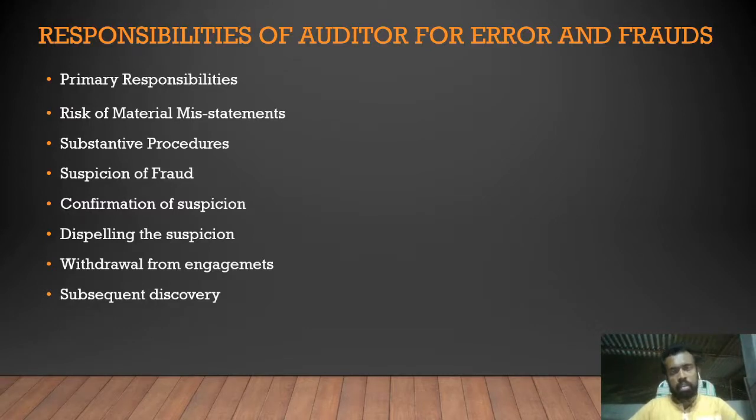Subsequent discovery: that is, after a year or more, if any fraud is detected by the auditor or by the next auditor. For example, if you have done an audit in 2013 and in 2019 some fraud is detected for that year, then the auditor has a responsibility to check whether he has performed his duties very well or not. Again, last, report to the central government.